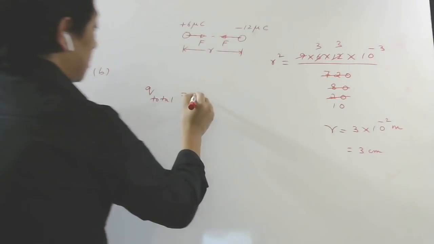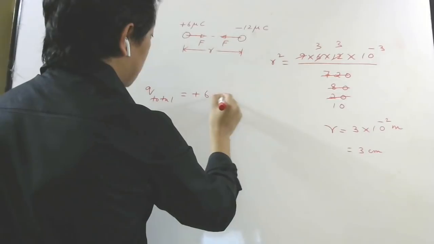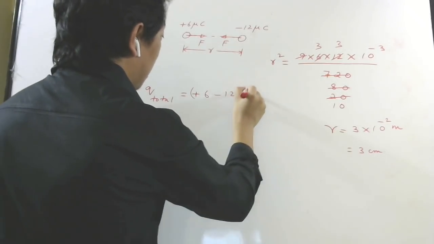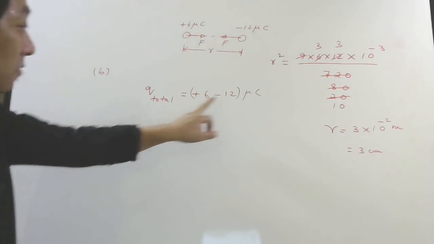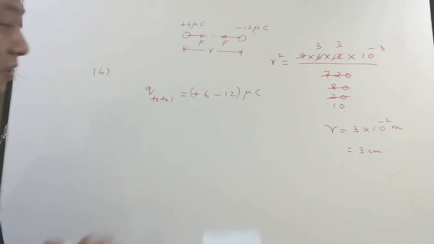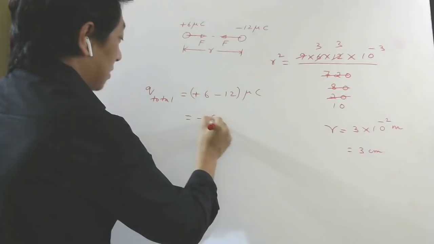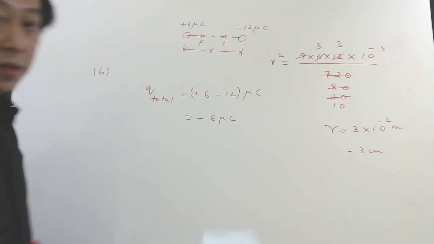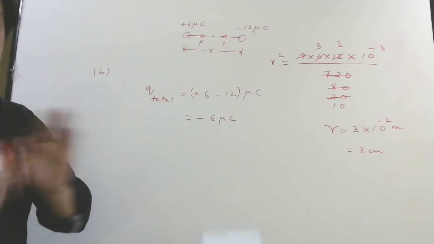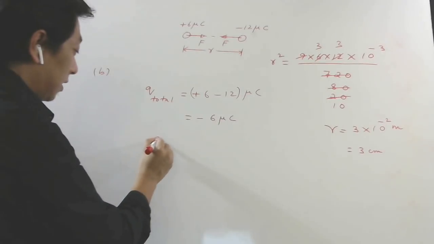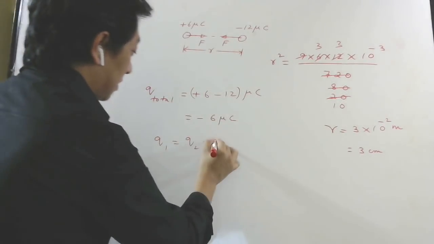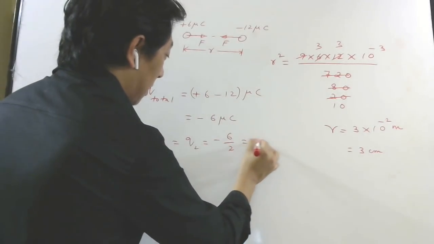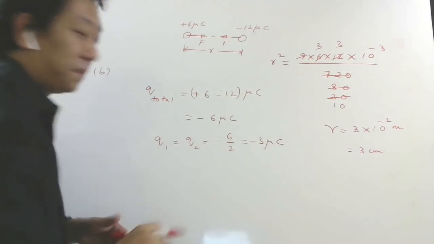So the first charge is plus 6, second charge is minus 12. Okay, algebraic addition you have to do. You are calculating charge, so if one of them is negative, you have to mention that. So that will be how much? Minus 6 microcoulomb. So this total charge will be divided equally. So that means each one will be equal and it will be half of this. So half of this will be minus 3 microcoulomb.